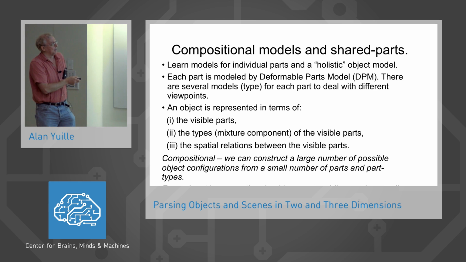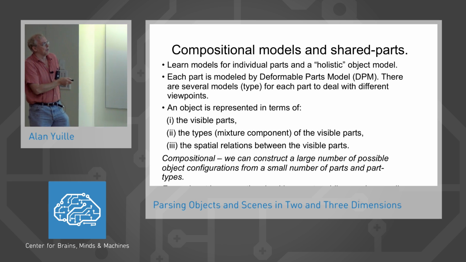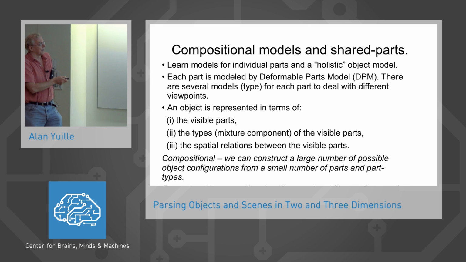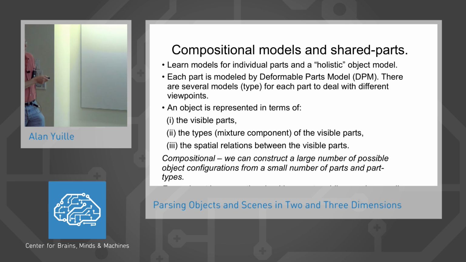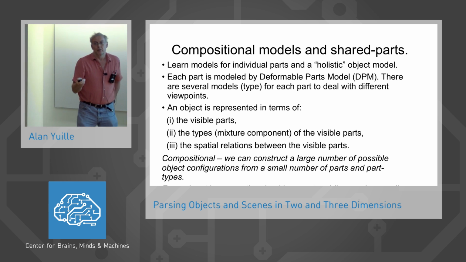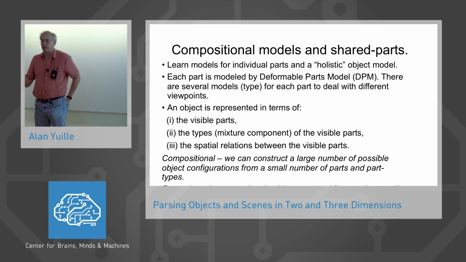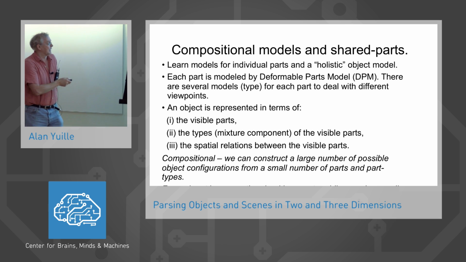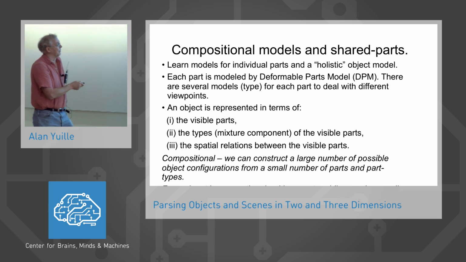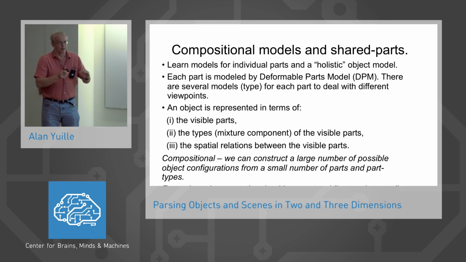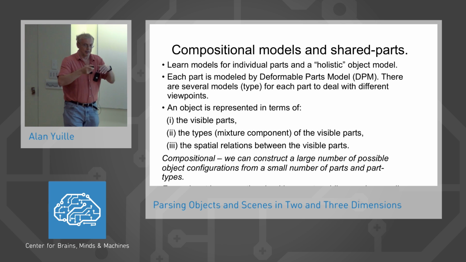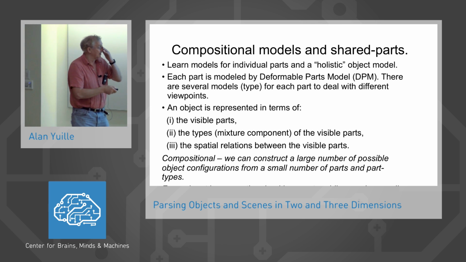So each part would have a deformable model. Each part would have several deformable models for different types with different viewpoints. And moreover, one part may be visible or invisible. So if you count it up, there's a very large number of possible configurations. Parts could be on or off. There's a combinatorial number of possibilities.